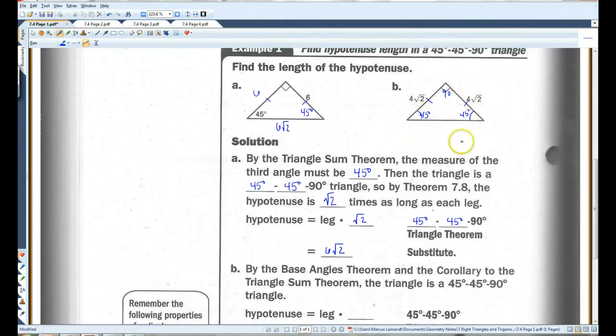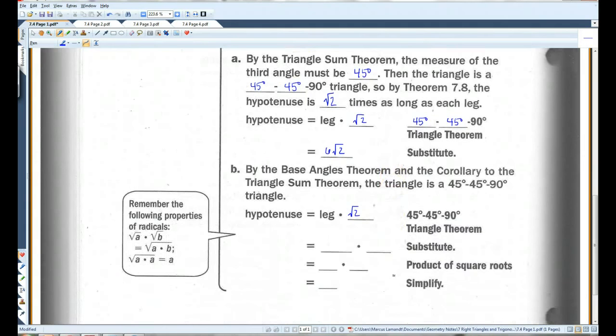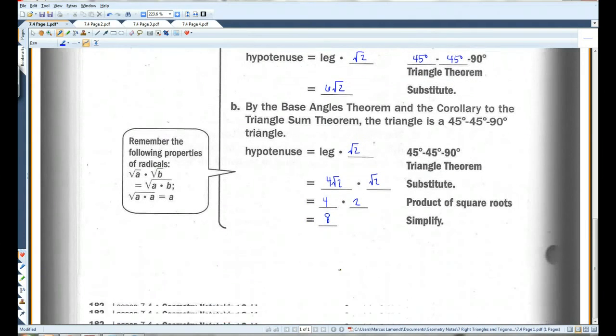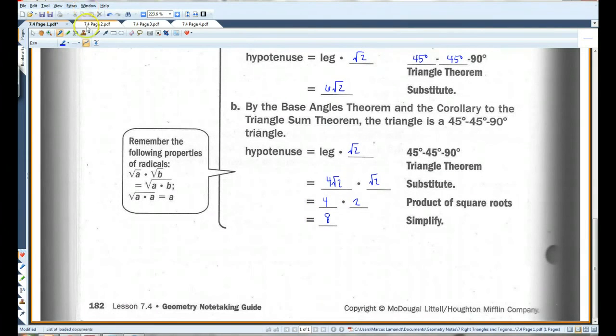So you have a 45, 45, 90 triangle, which means the hypotenuse is the leg times root 2. So each leg is 4 root 2 times root 2. Root 2 times root 2 is just 2. So I have 4 times 2, which is 8. Alright. Let's go on to page 2.